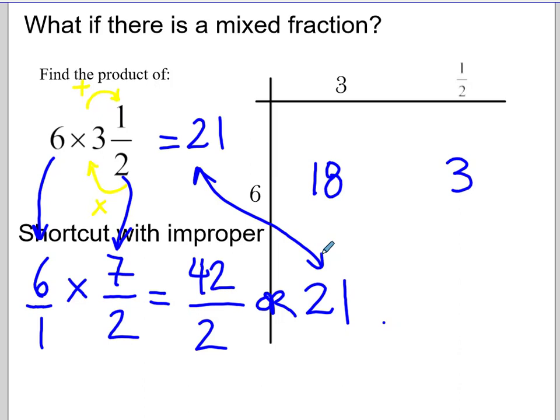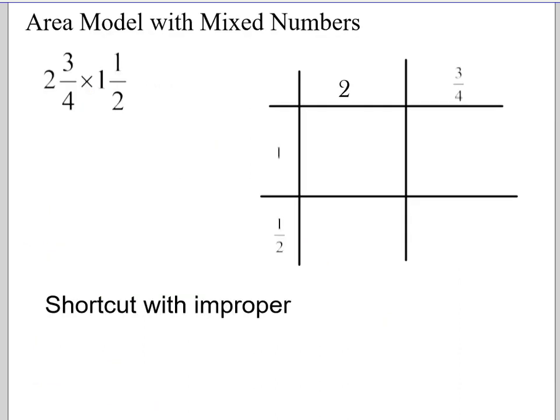Okay, so what you'll find is most people that I've watched over the years eventually end up doing this model. It's kind of quick, but it does require you to have pretty good multiplication facts. It's not to say it's the only way to do it, it's just what most people tend to move towards because it's a little speedier. Okay, so area model with mixed numbers. What if we have two mixed numbers? So 2 3/4 times 1 1/2.